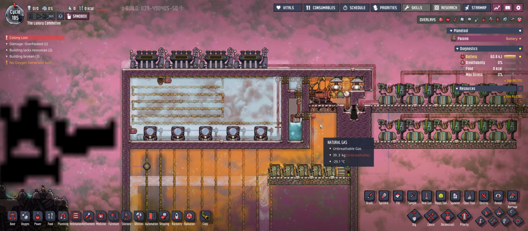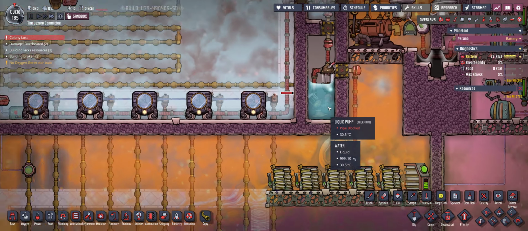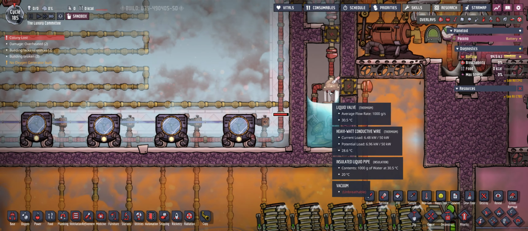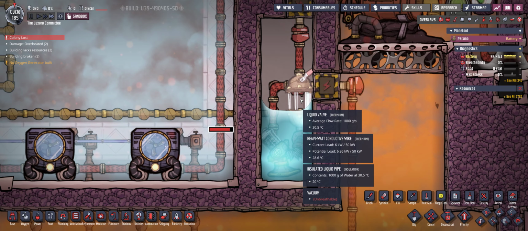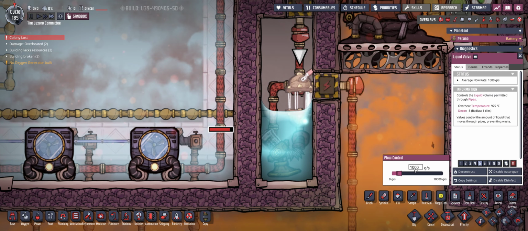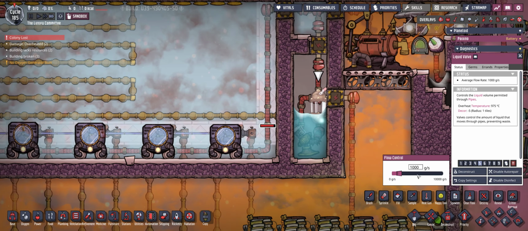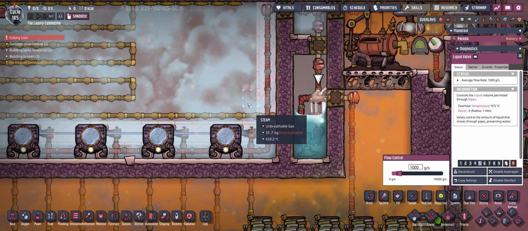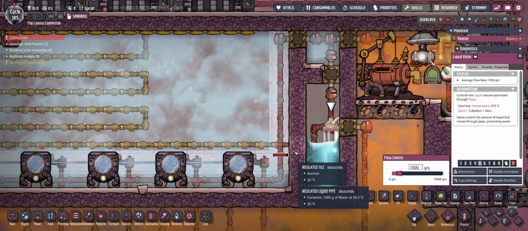So let's see what's happening here. The only input to the system is this water, which is collected from this room. You can see it's at 30 degrees Celsius, and instead of just pumping it right away, we have a liquid valve in between and set that up to just 1 kilogram per second. This way, the water inside the pipes will not convert into gas or ice until it leaves the pipes.